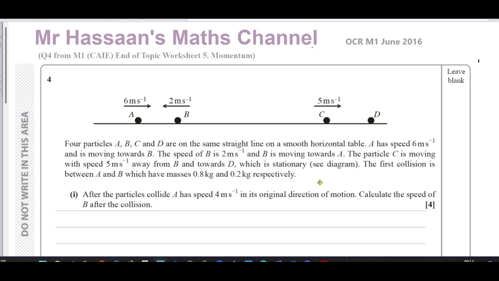Now, this question is taken from another examining board called OCR from the UK, and the reason I've chosen this particular examining board to take this question from is because momentum is a new topic in Cambridge. It was only introduced in 2020, so there's not that many questions on it that you'll find in the past papers.